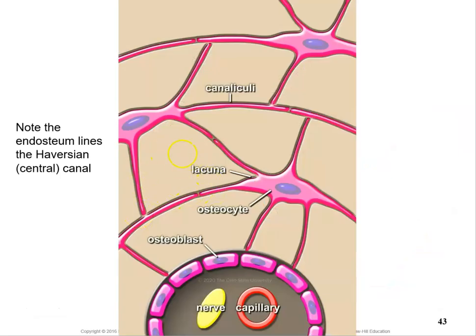And this is like a zoomed in portion of the osteon, so you can't see the entire osteon, you can only see a fragment of it, but this is the central canal with a capillary, and there would be a little venule there, and here's a little nerve. Now note that the central canal is lined by endosteum, right? These osteoblasts are part of the endosteum. You'll also see progenitor cells and osteoclasts as well, lining the central canal.